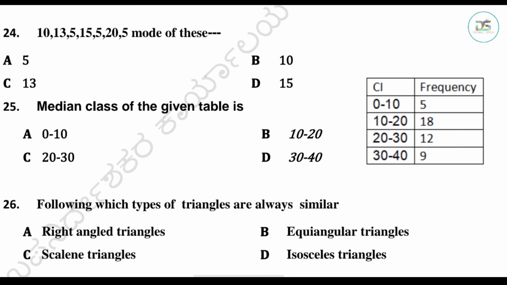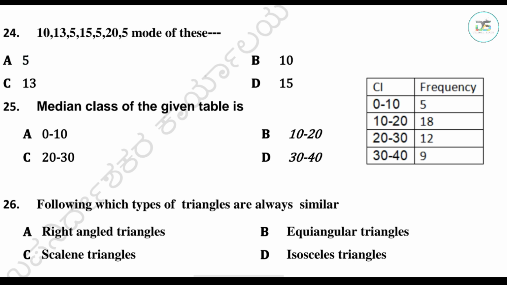10, 13, 5, 15, 5, 20, 5. Mode of these numbers is, options are option A 5, option B 10, option C 13, option D 15. The right answer is option A, 5. Here we know that mode is the most repeating score in the series. So 5 is repeated the most, so the answer will be 5.